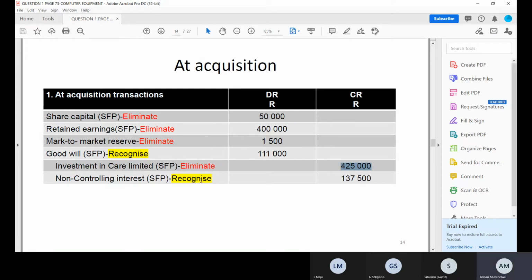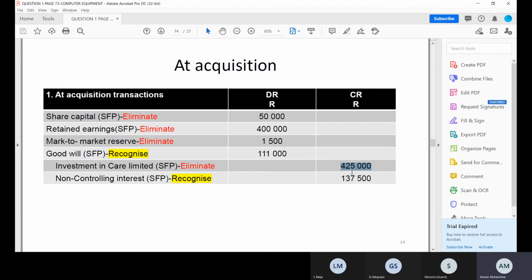All we're doing is following that consolidation procedure. Then, non-controlling interest, they say we must recognize it. At this stage, we're using fair value, 137,500, which we were given in additional information number 1. So now, what does this mean? How do we determine whether we have a goodwill or bargain? Very important. This is how we need to determine whether we have a goodwill or bargain.